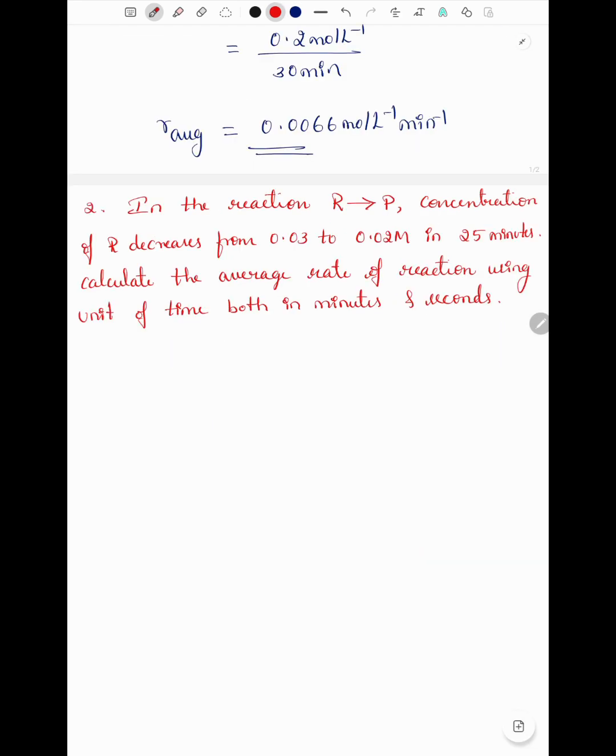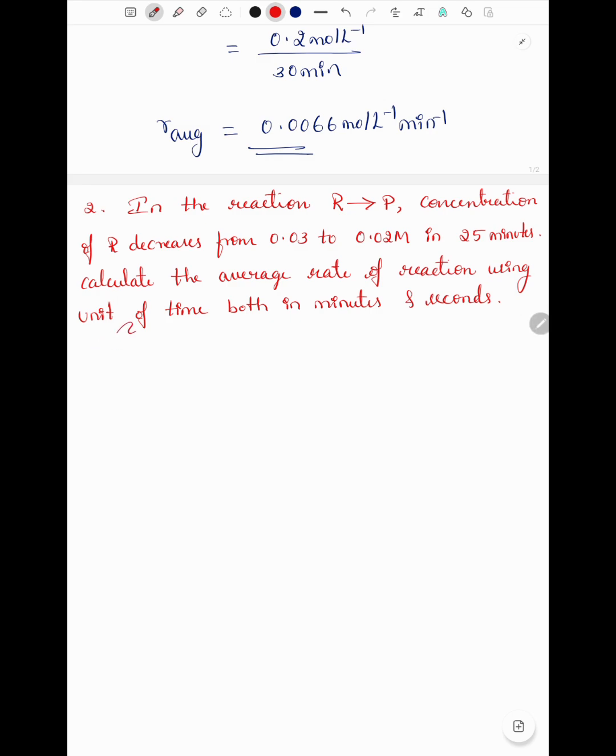Now let us read question number 2. In the reaction R gives rise to product, concentration of R decreases from 0.03 to 0.02 molar in 25 minutes. Calculate the average rate of the reaction using unit of time both in minutes and seconds. We need to calculate average rate in terms of minutes and also in terms of seconds.